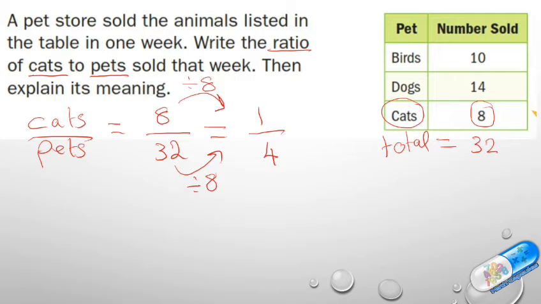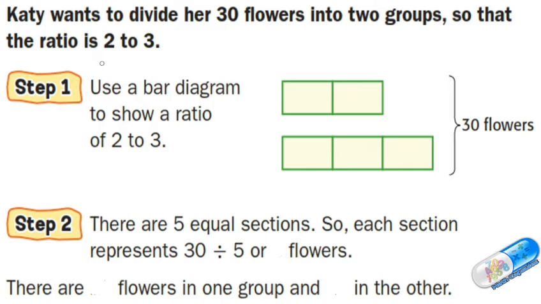Katy wants to divide her 30 flowers into 2 groups so that the ratio is 2 to 3. So how many will be in each group? How many flowers? We will do this in 2 steps. Step number 1, we use a bar diagram like this to show a ratio of 2 to 3. So we will do 2 bars, the first one with 2 parts, the second one with 3 parts, and this means it is 2 to 3.